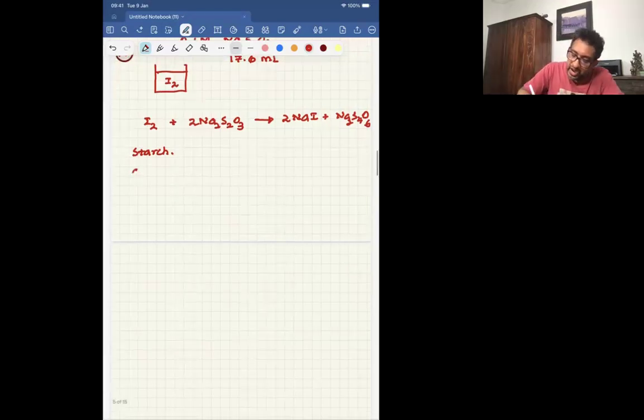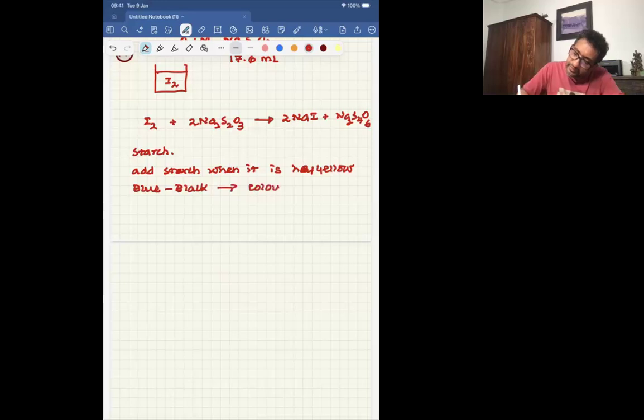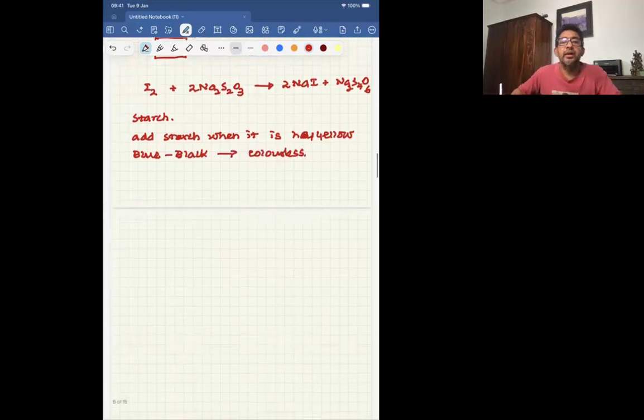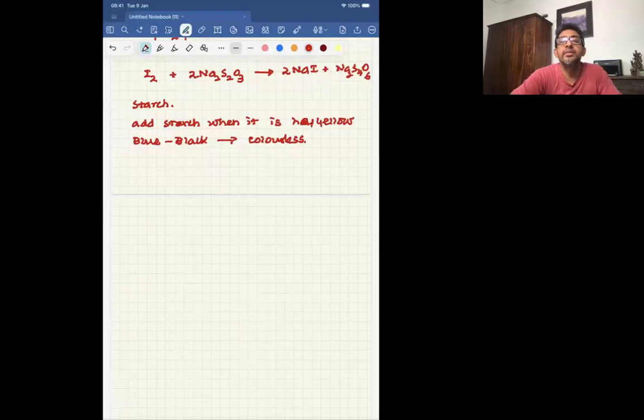So you add starch when it is straw yellow in color. It becomes blue-black in color. Continue the titration until it becomes colorless. So that's the idea. Right. Okay. Good. Very good answers.